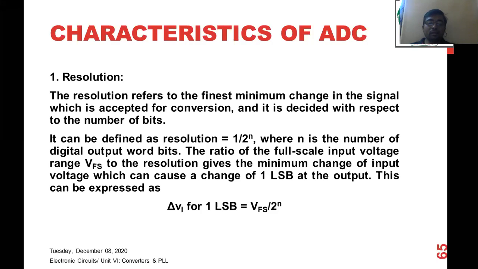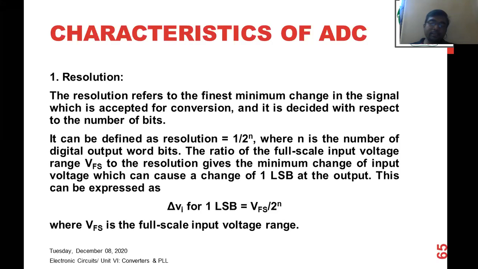So this is the first characteristic of the A to D converter. And VFS is what here? It is the full scale input voltage range.